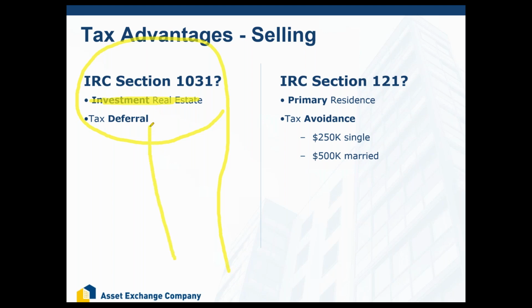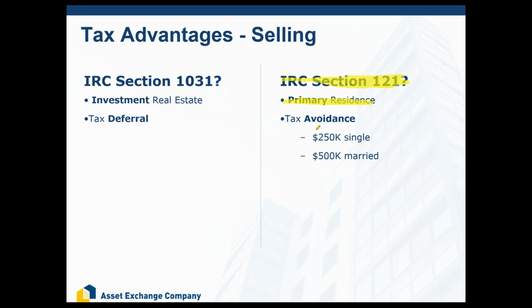And the tax break that comes along with a 1031 exchange is a deferral. You can defer taxes on the sale of your investment property if you qualify for 1031. But that's not the only tax break that's out there. Most of you are also very familiar with Section 121 of the Internal Revenue Code, which is the tax break that you get when you sell your primary residence.